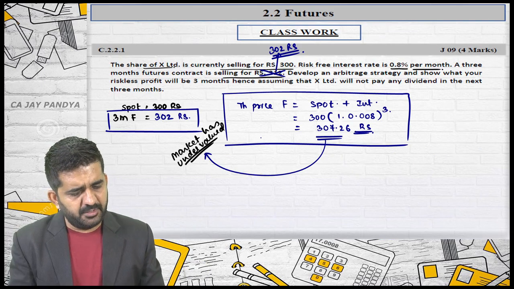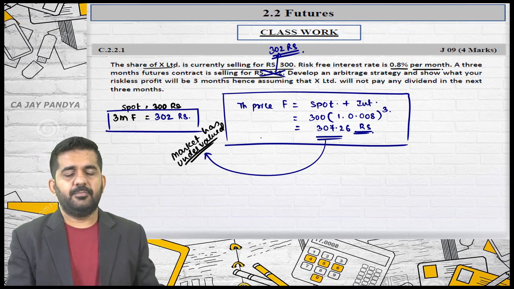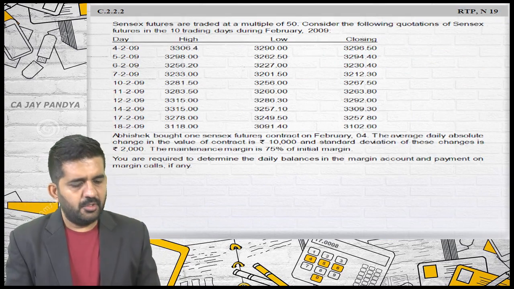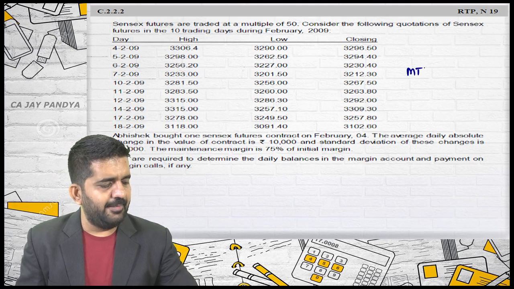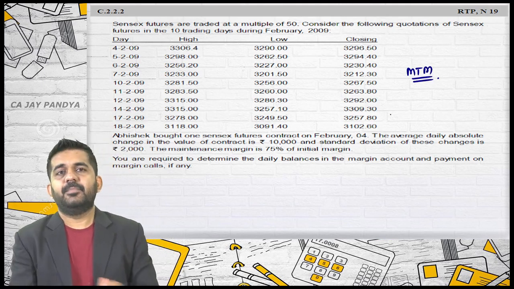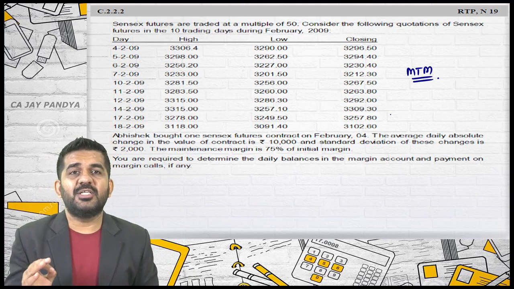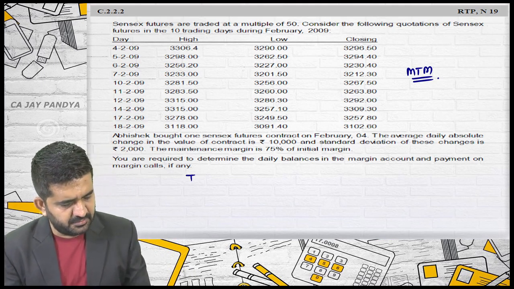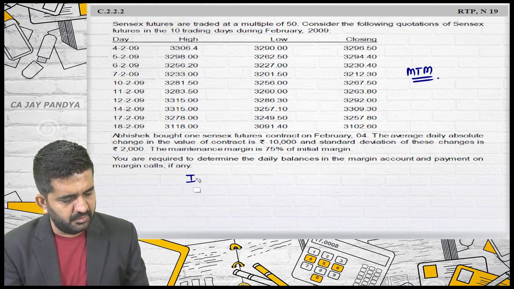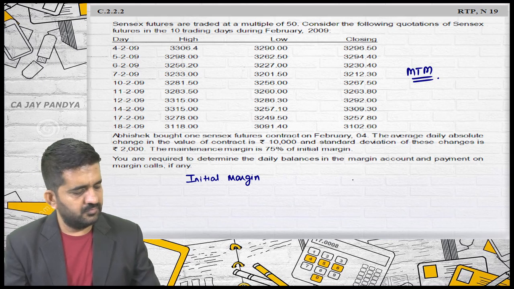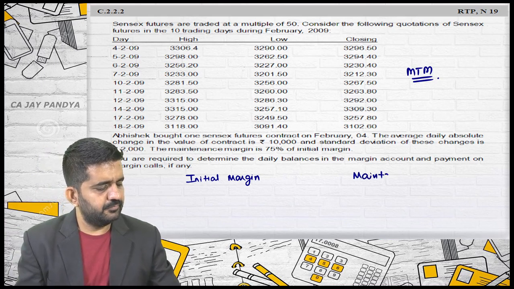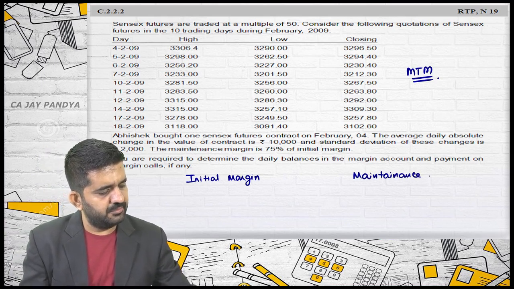This was question number 2.2.1. Let us go to question number 2.2.2. Here we will be understanding M to M. We will also be understanding two more concepts, which are initial margin as well as maintenance margin.